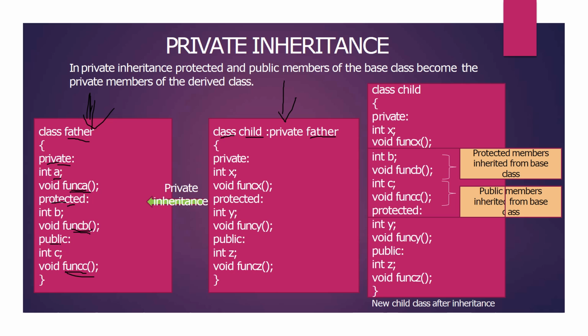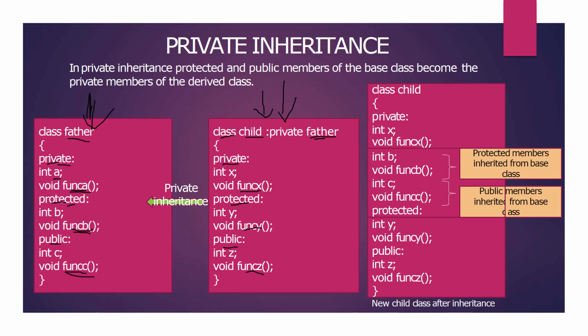Now we'll go to the derived class. Under the derived class, I have the derived class name as child, which is derived from the father. Under the derived class, I have created function X under private, function Y under protected, and function Z under public. Here you need to understand again: I have created function X under private, Y under protected, and Z under public in the derived class.